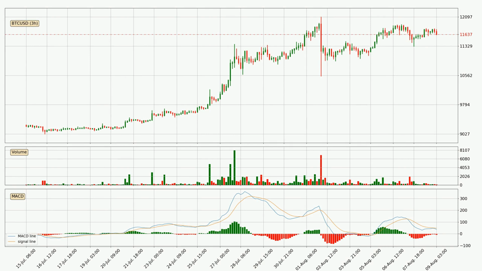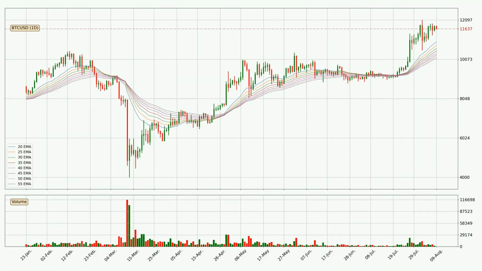The MACD histogram shows that the momentum is currently indecisive, so consolidation for some time or shifting the momentum could be expected, and it is to wait to see if the MACD line will cross the signal line, which will be bullish.